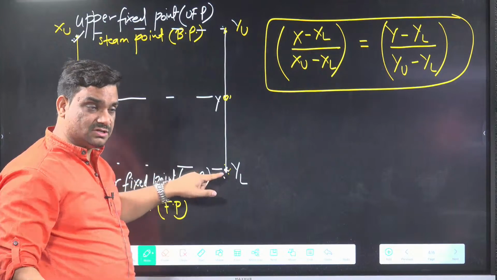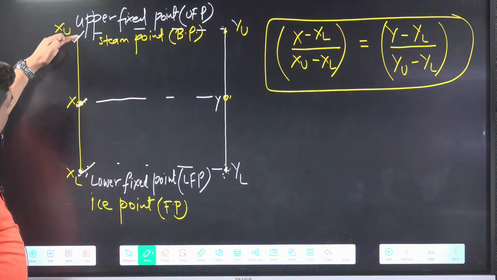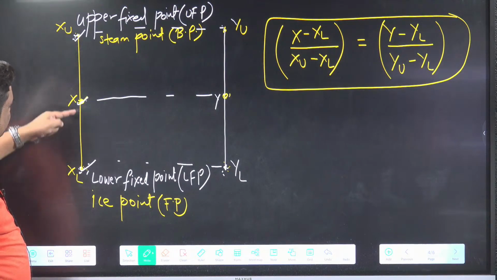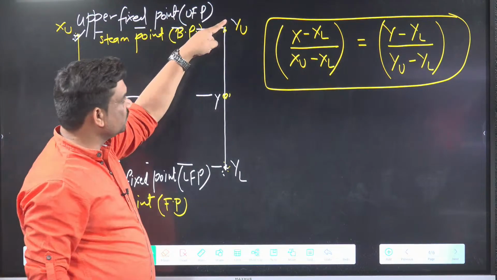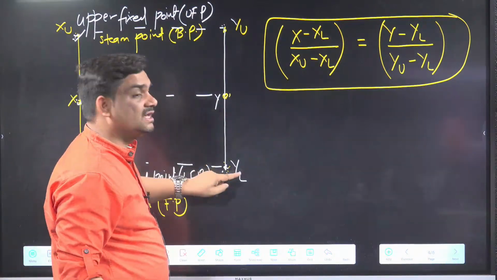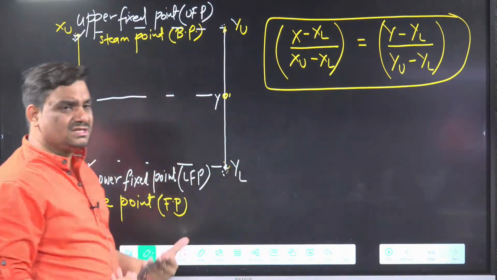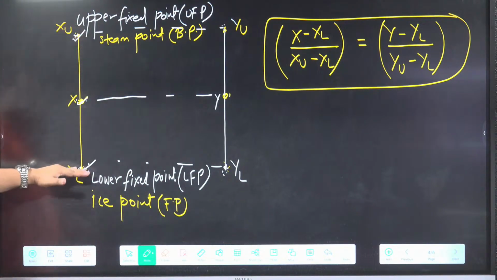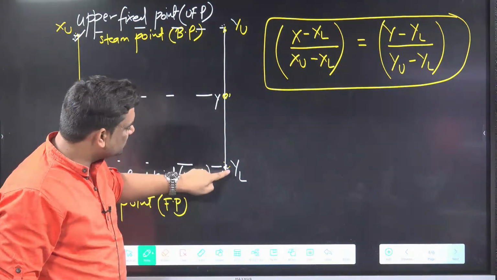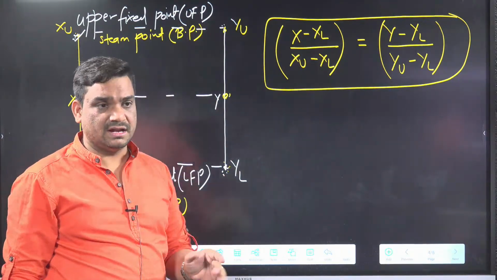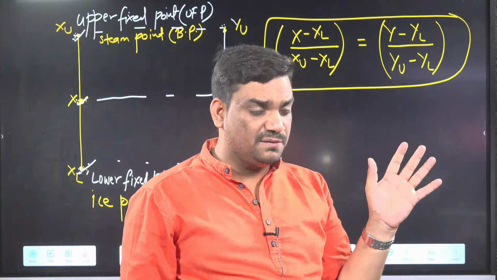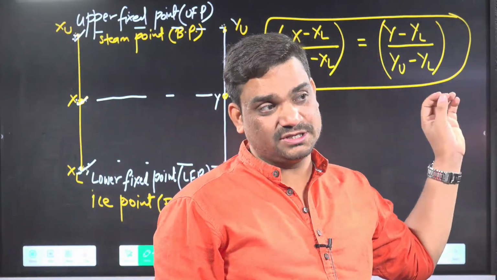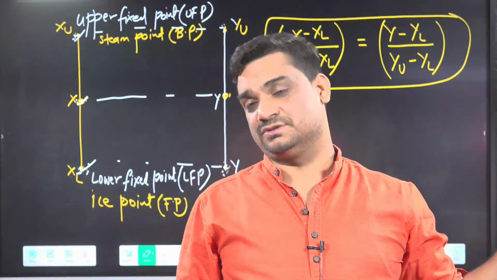I can do vice versa also. I can do this also: xu minus xl divided by x minus xl. Here also same thing, yu minus yl divided by y minus yl. That is the same. But I am using x minus xl divided by xu minus xl, and here also y minus yl divided by yu minus yl. I hope these things are clear now. We don't have to mug up this formula. We have to just make the diagram and then solve the question.